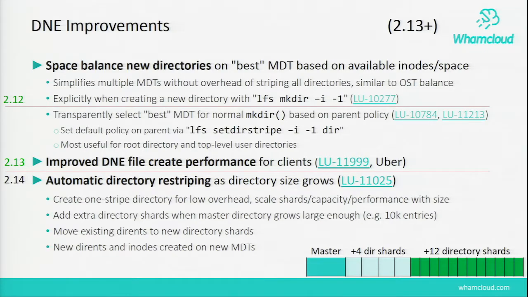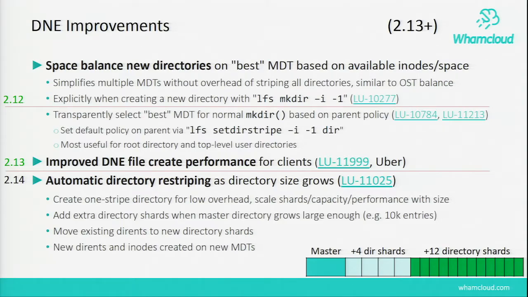And the most important one that's gone into 2.12 and 2.13 is the ability to automatically select an MDT when the file system is imbalanced. And so if one MDT is nearly full, 85%, and another MDT is only 15 or 20% used, then it will allow you to put new directories on the less full MDT.